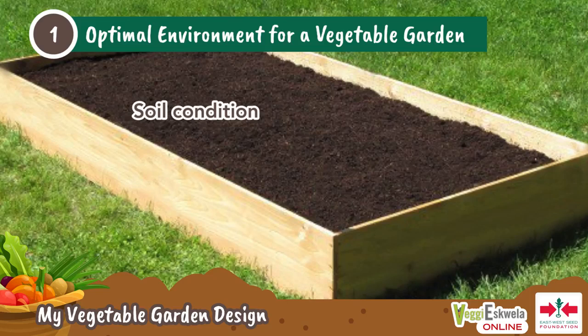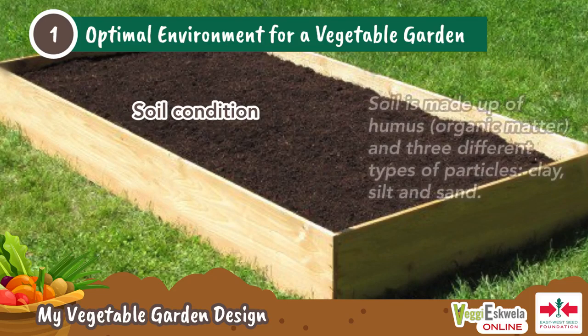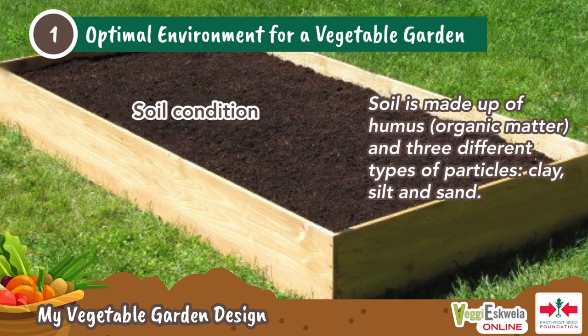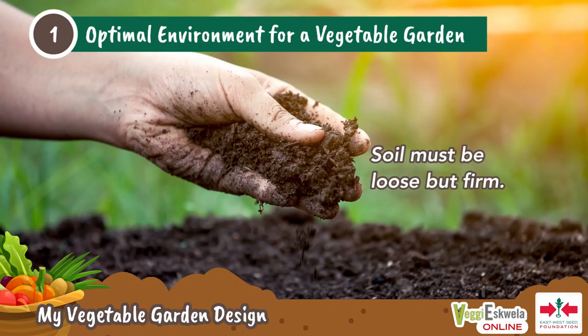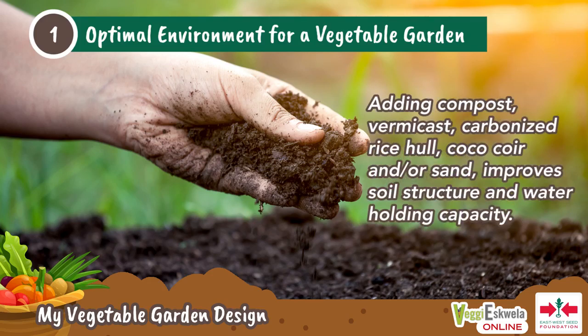Soil is far from dull stuff. It is made up of humus, organic matter, and three different types of particles: clay, silt, and sand. It provides a plant with an anchor for its roots, its water, and its nutrients. The soil must be loose but firm. Adding compost, vermicast, carbonized rice hull, coco coir, and/or sand improves soil structure and water holding capacity.